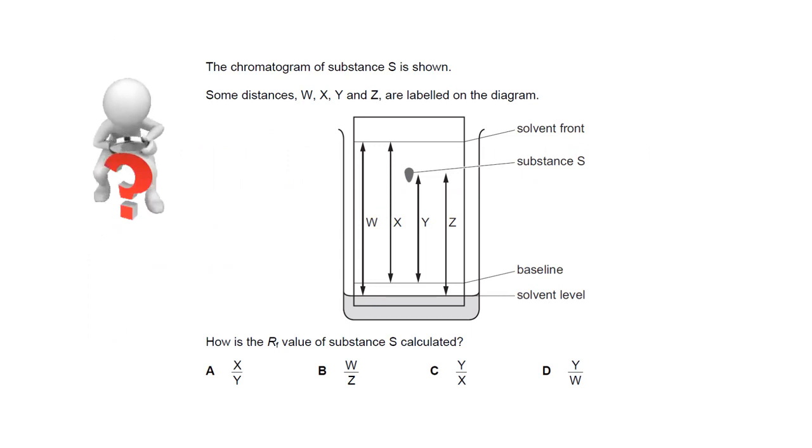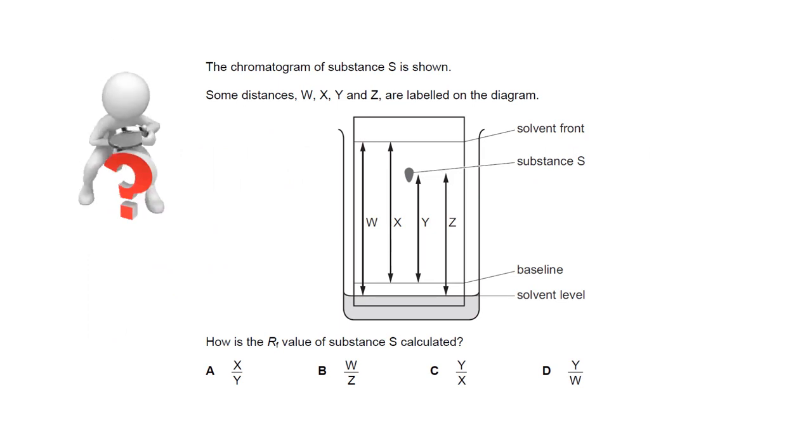The chromatogram of substance X is shown. This time, instead of mentioning the lengths, they mention alphabets. They mention the length W, which starts from the level of the solvent till the last point. X is from the origin till the solvent. Y is from the origin till the spot. And Z is from the solvent start till the spot. Like instead of mentioning the length, they use these variables, alphabets.